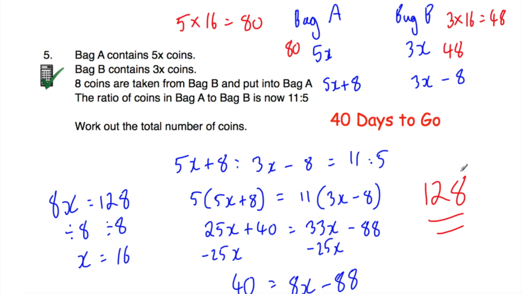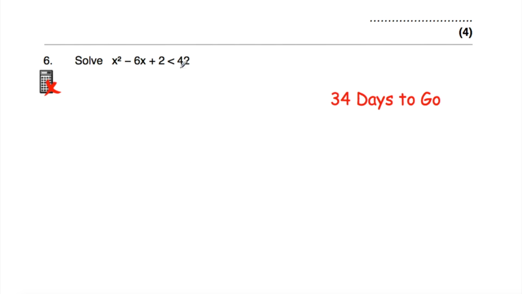And that's it. So that's our answer, 128. And if you got that, well done. So it's really useful to know how to form an equation if you're given a ratio. Okay, let's have a look at our next question, question number 6. Question number 6 is a quadratic inequality. So we're going to solve a quadratic inequality.